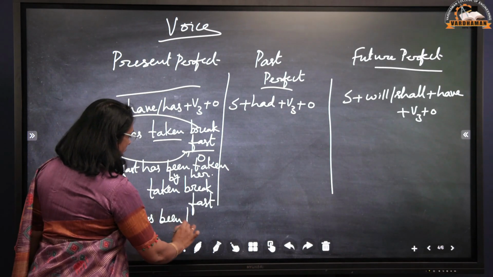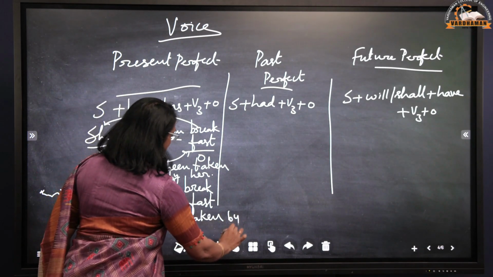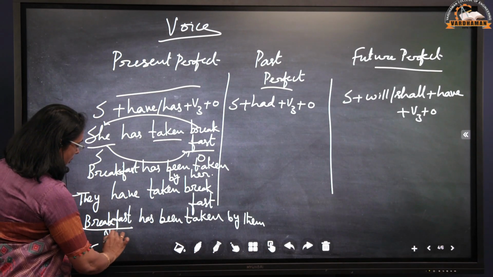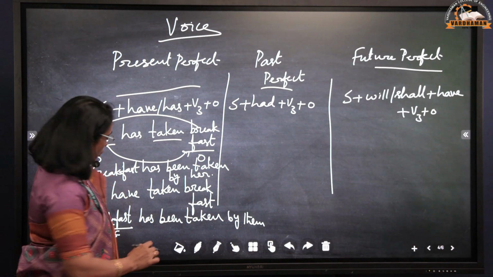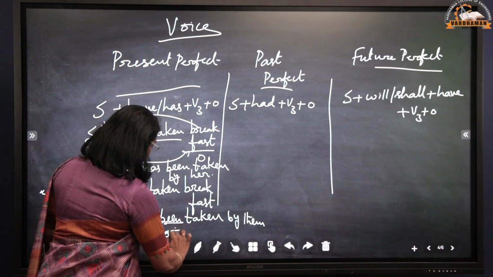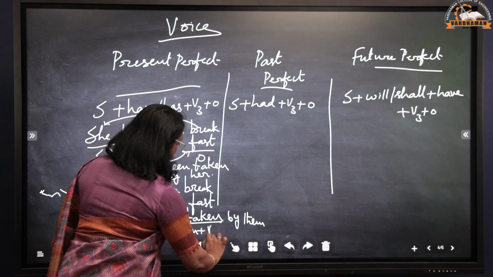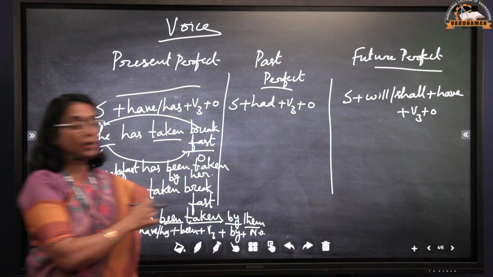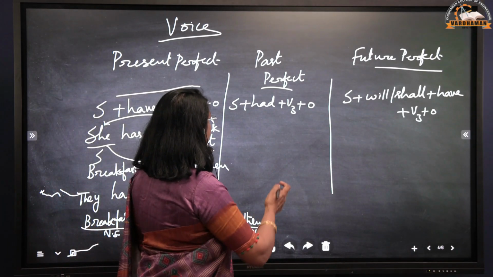Then been, then taken by them. So this is the new subject followed by have or has plus been plus V3 plus by, then new object. The structure for passive form, present perfect.